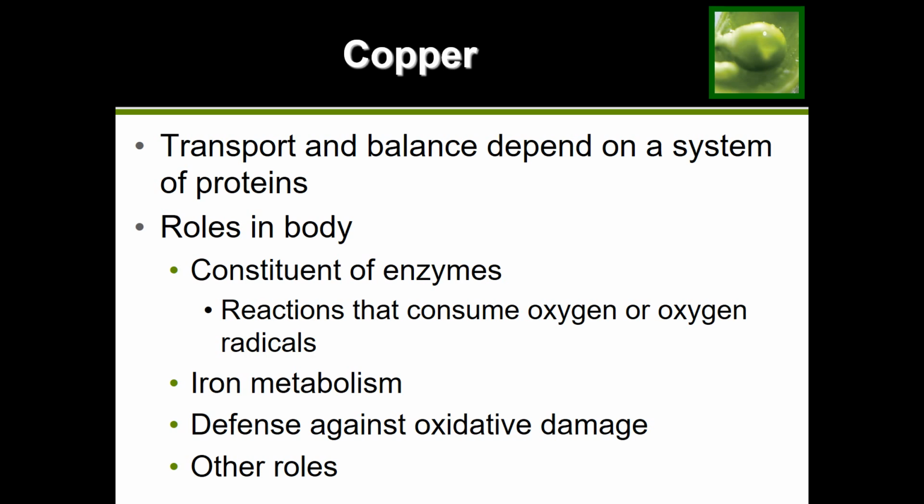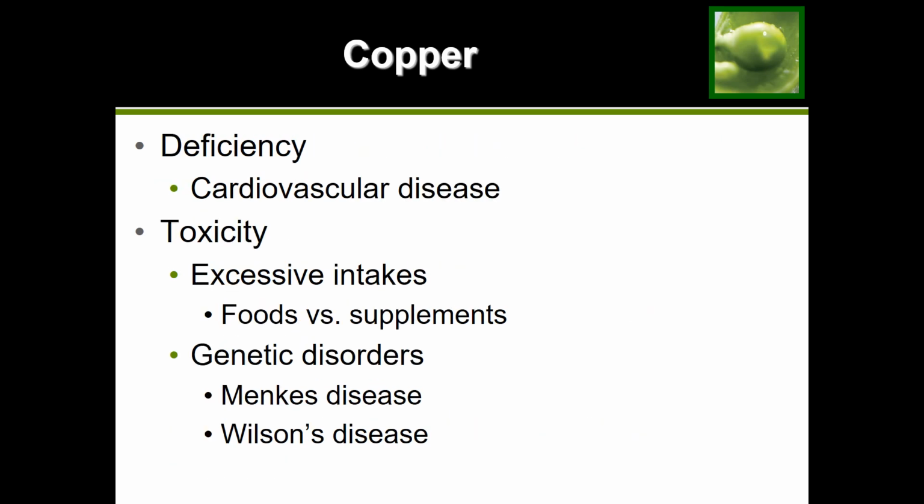But it also is going to be part of an antioxidant system in our body as well to help us fight free radicals. Deficiency and toxicity are not very common. The deficiency presents itself through heart disease, but again, not very common. Toxicity is only going to be something that is going to happen either through really excessive supplement intake, or if somebody has one of these genetic conditions that prevents the body from regulating its copper balance.